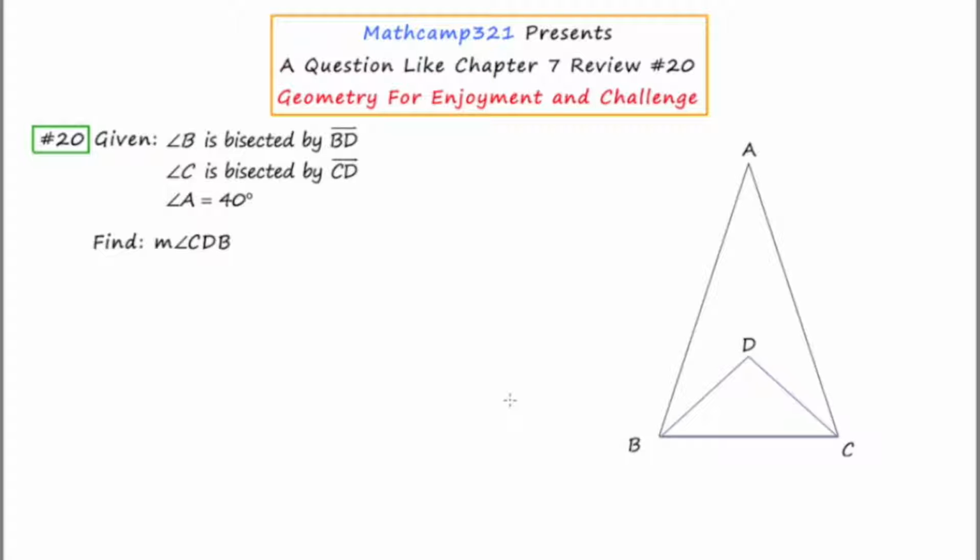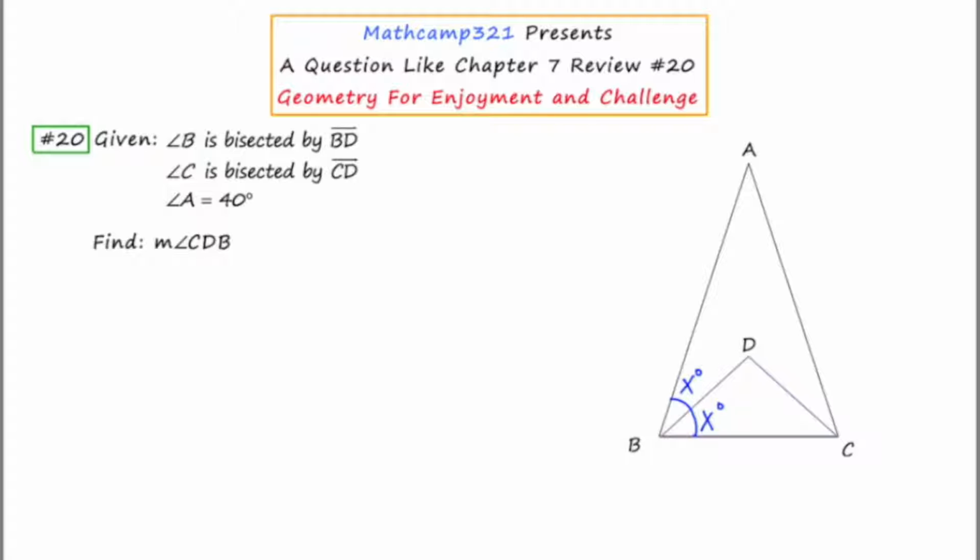Number 1. Angle B is being bisected by ray BD. So we've got this angle down here, angle B, and it's being bisected by the ray. To bisect means to cut into two congruent parts. So I don't know what the specific measure is, but I do know that these two inner angles are going to be the same. So I'm going to call each of them x.